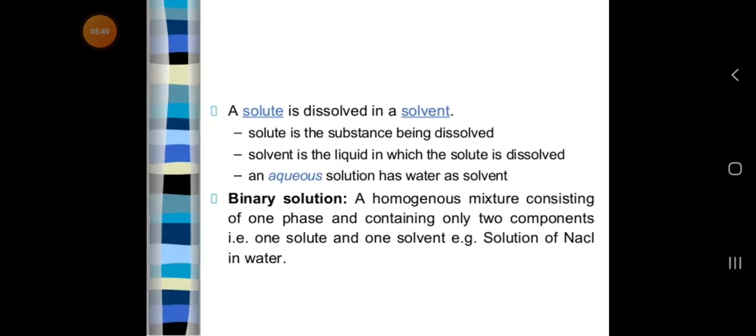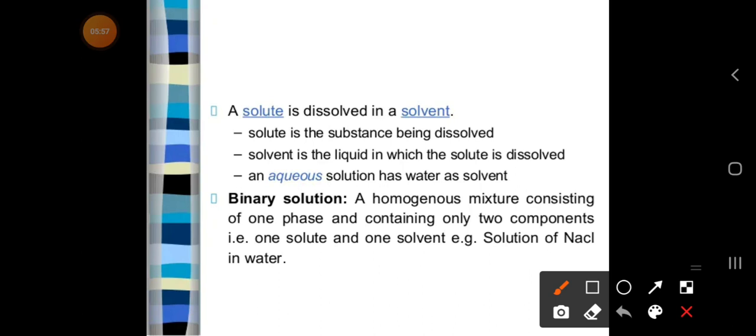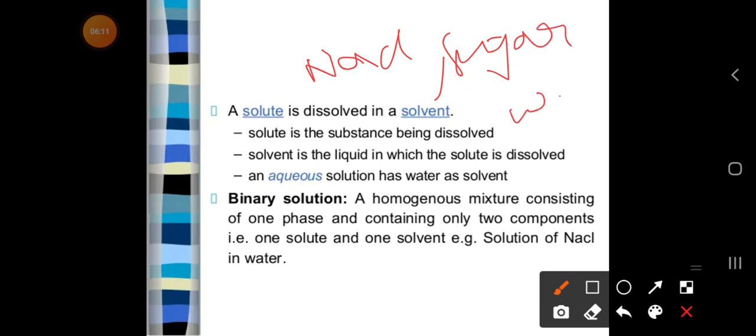And next, let us see what is a solute and what is a solvent. Here, the solute is dissolved in the solvent. The solute consists of NaCl or sugar or any salt you can take. The solvent is here water.